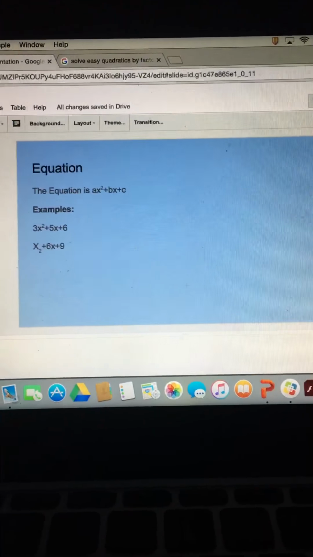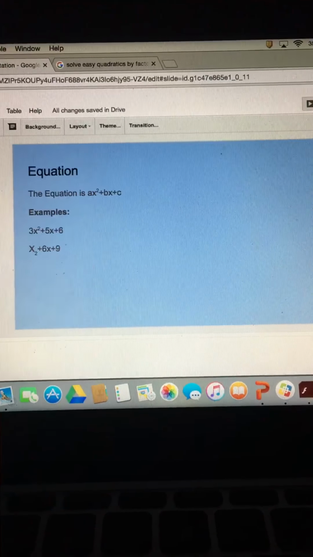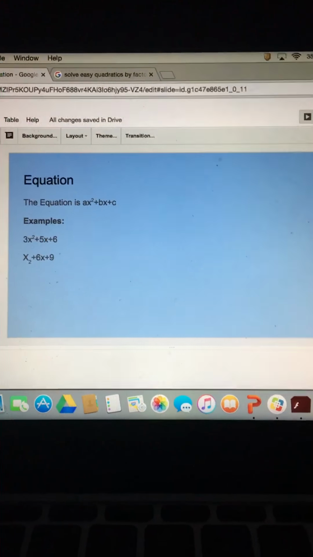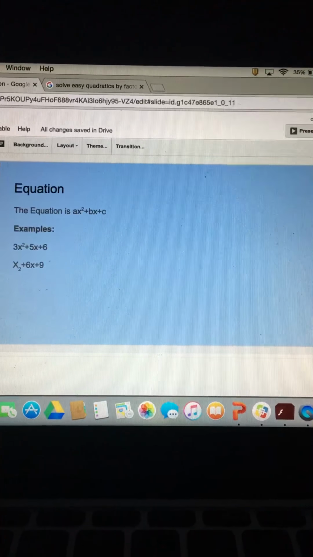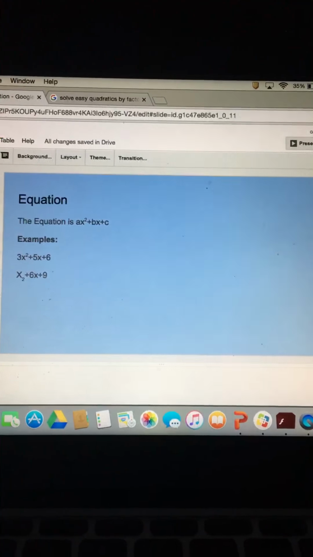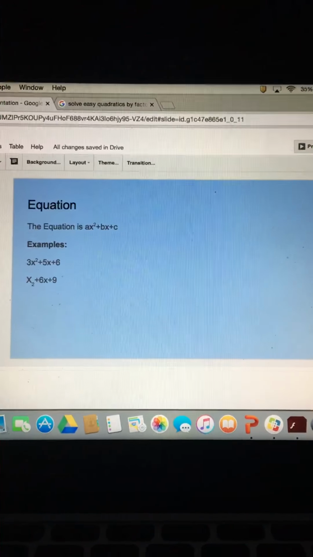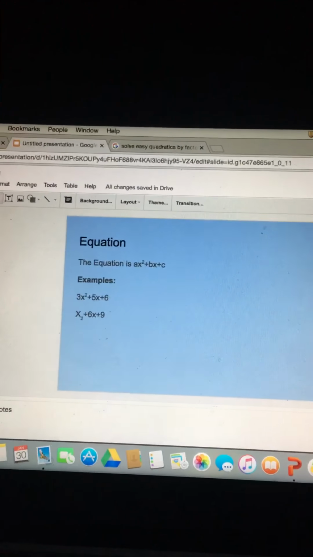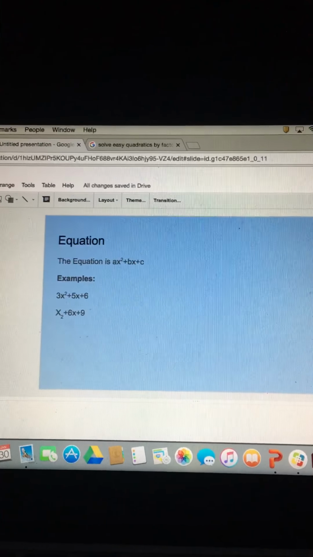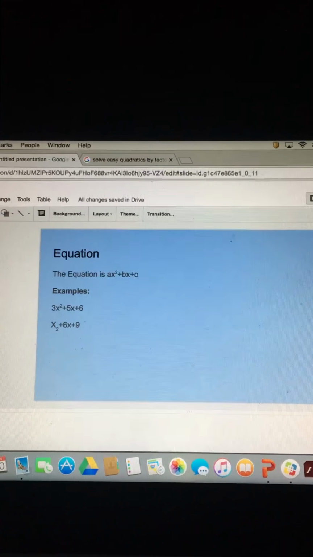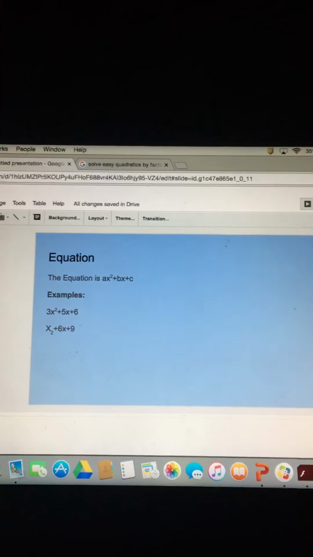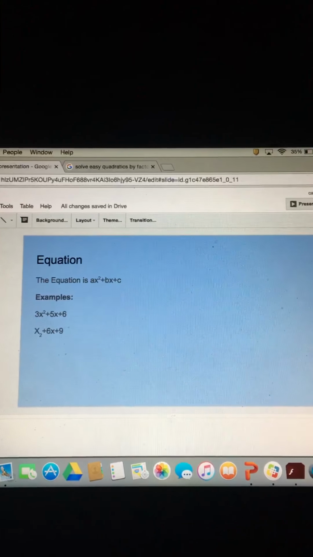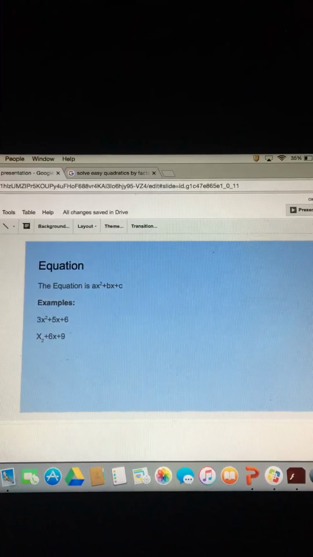The equation for solving quadratics by factoring is ax squared plus bx plus c. Examples of this are 3x squared plus 5x plus 6 and x squared plus 6x plus 9. As long as you use the formula ax squared plus bx plus c, you can put any numbers into a, b, or c and it would work.